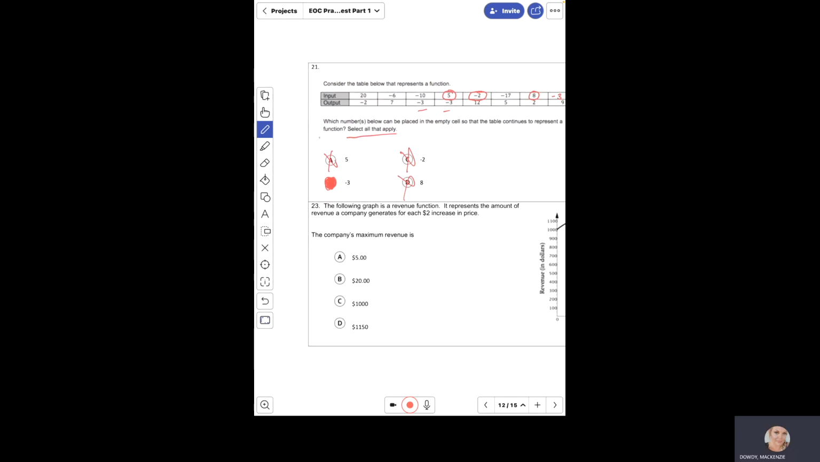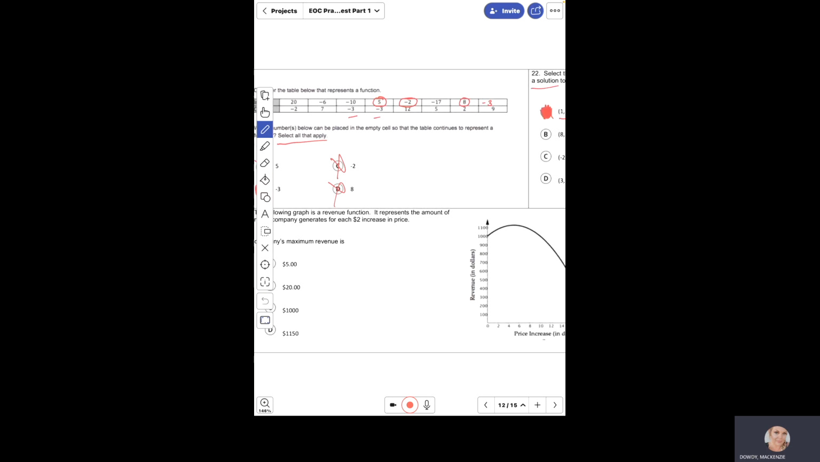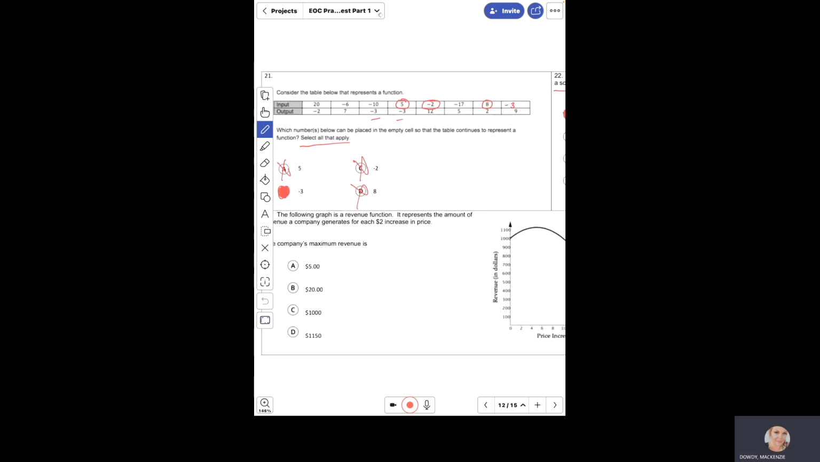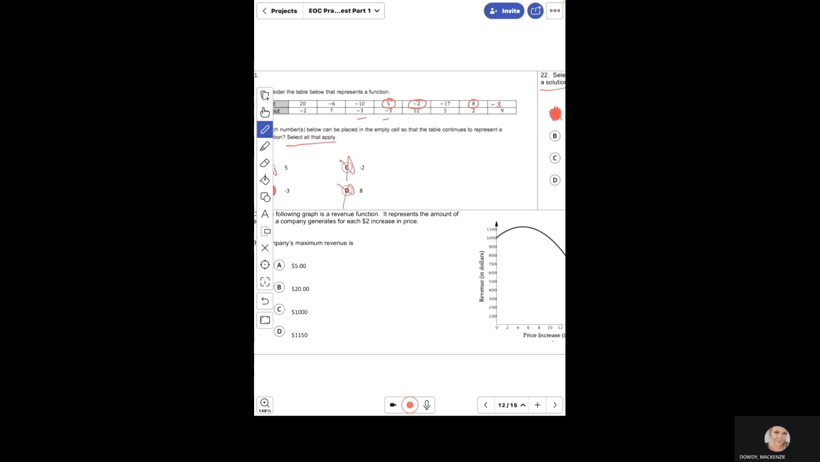Number 23, the following graph is a revenue function. It represents the amount of revenue a company generates for each $2 increase in price. The company's max revenue is, so we're going to come over here and we're going to look at our graph. All right, luckily we can fit it on there so that our max is right about here. And if you draw a line over, you can see it's just higher than 1100.